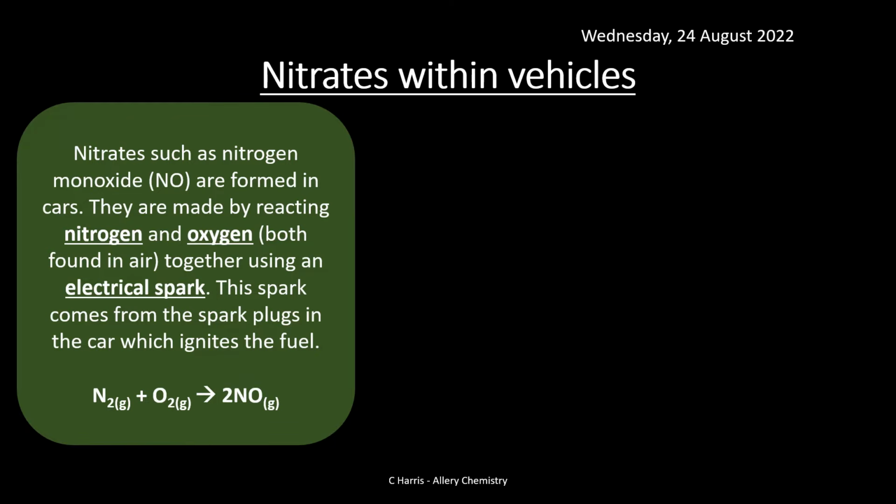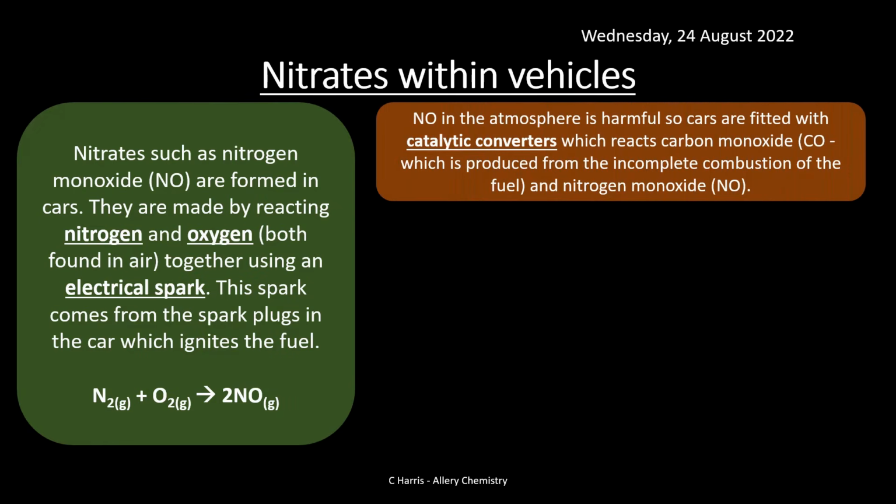So nitrogen oxides, such as nitrogen monoxide, NO, are formed in cars, and they're made by simply reacting nitrogen and oxygen, which are both naturally found in the air. But when they get pushed through an engine, which is really hot and then compressed, it creates a reaction which combines them together, and this produces NO, which is nitrogen monoxide. So these are two elements, nitrogen and oxygen, which are naturally found in the air, but through the process of combustion, they combine to form NO. Now, NO in the atmosphere is not good. We don't want that in the atmosphere. It causes problems, you'll see in a moment.